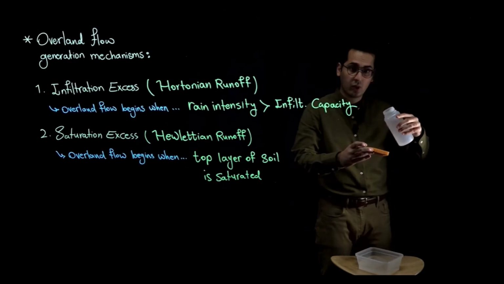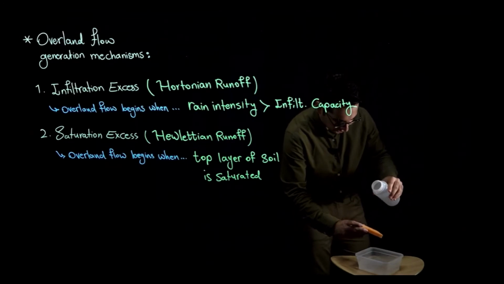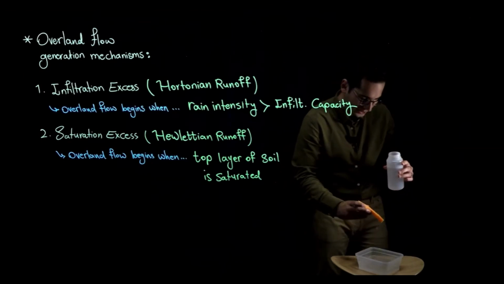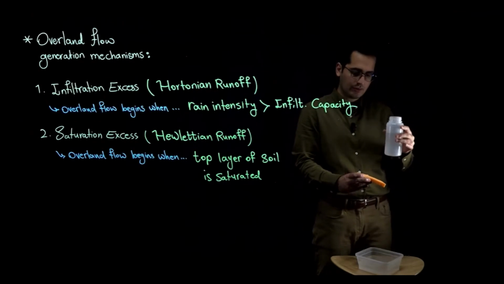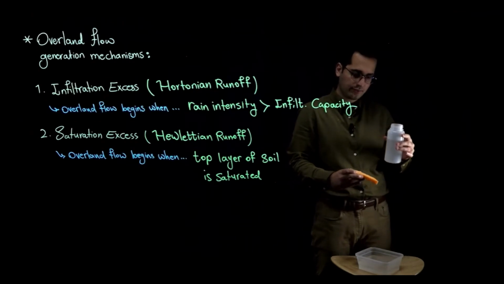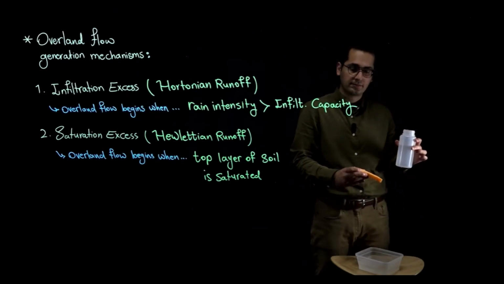So I apply a lot of water on top of this sponge. Let's observe together. I am applying a lot of water on top of the sponge. As you can see and hear, when I'm applying a lot of water on top of the sponge, some of this water is running off the surface of the sponge to the pond that I have created over here.